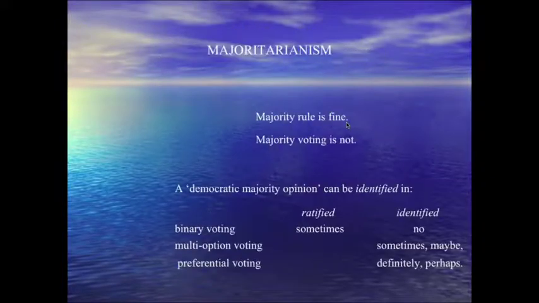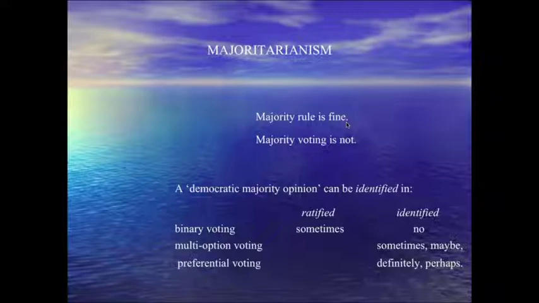Majority rule is fine. We don't want minority rule, that's for sure, and on controversial issues, you're not going to get unanimity. So, okay, we have majority rule. But how you identify the democratic majority opinion, that's the question which I'm posing today. Majority voting is no good, not least because somebody has to identify that majority opinion earlier if it's going to be already on the ballot paper.